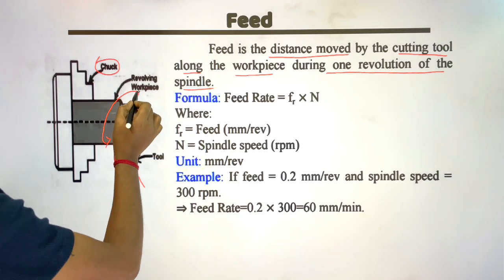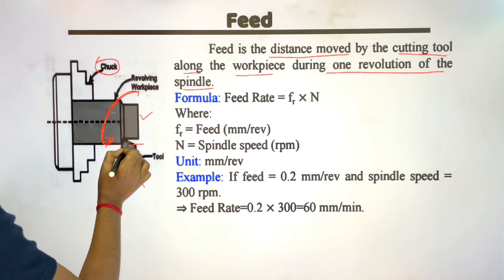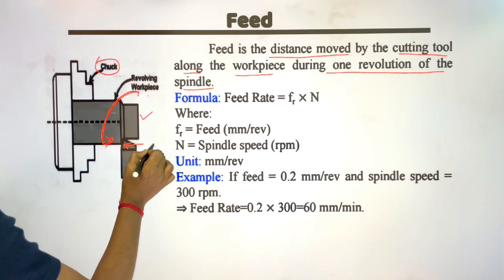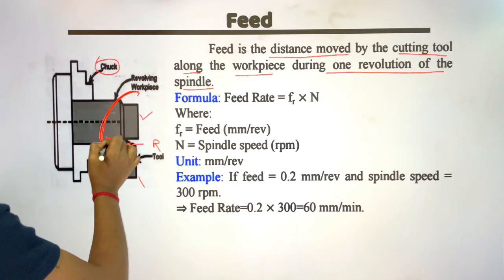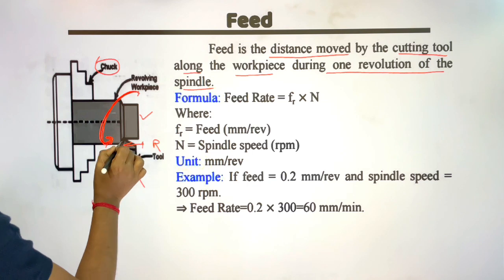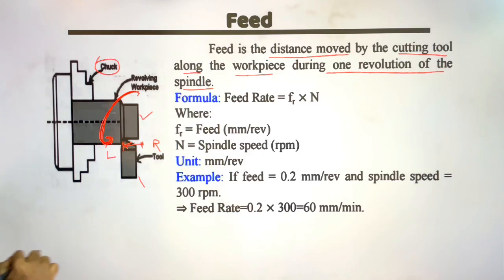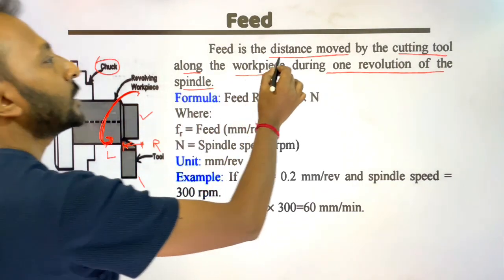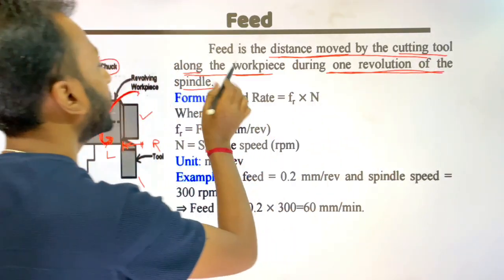So it is revolving. When the revolution is one turn, the tool is moving from right to left. The workpiece has been revolved one turn and the tool has moved, suppose, this dimension. So this will be the feed: the distance moved by the cutting tool along the workpiece during one revolution of the spindle.